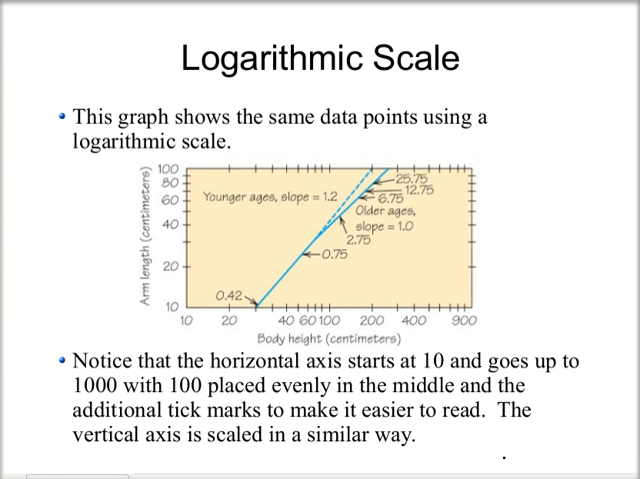This graph shows the same data points that we saw earlier using logarithmic scales. So you'll notice on the bottom that the horizontal axis starts at 10 here. Then in the middle is at 100, and the end over here is at 1000. And the vertical axis is similar, but it just goes from 10 to 100. And we've got all these additional tick marks in between just to make it easier to read.